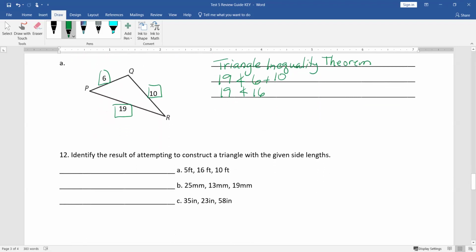Moving on. So again, this is more with the triangle inequality theorem. Identify the results of attempting to construct a triangle with the given side lengths. A lot of y'all missed these because you didn't have the notes. So let's look at this. Take your longest side. In this case, it's 16. 16 has to be less than the sum of the other two. Is 16 less than 15? No. Is it equal to 15? No. They're not even close. So this would mean the segments do not meet.